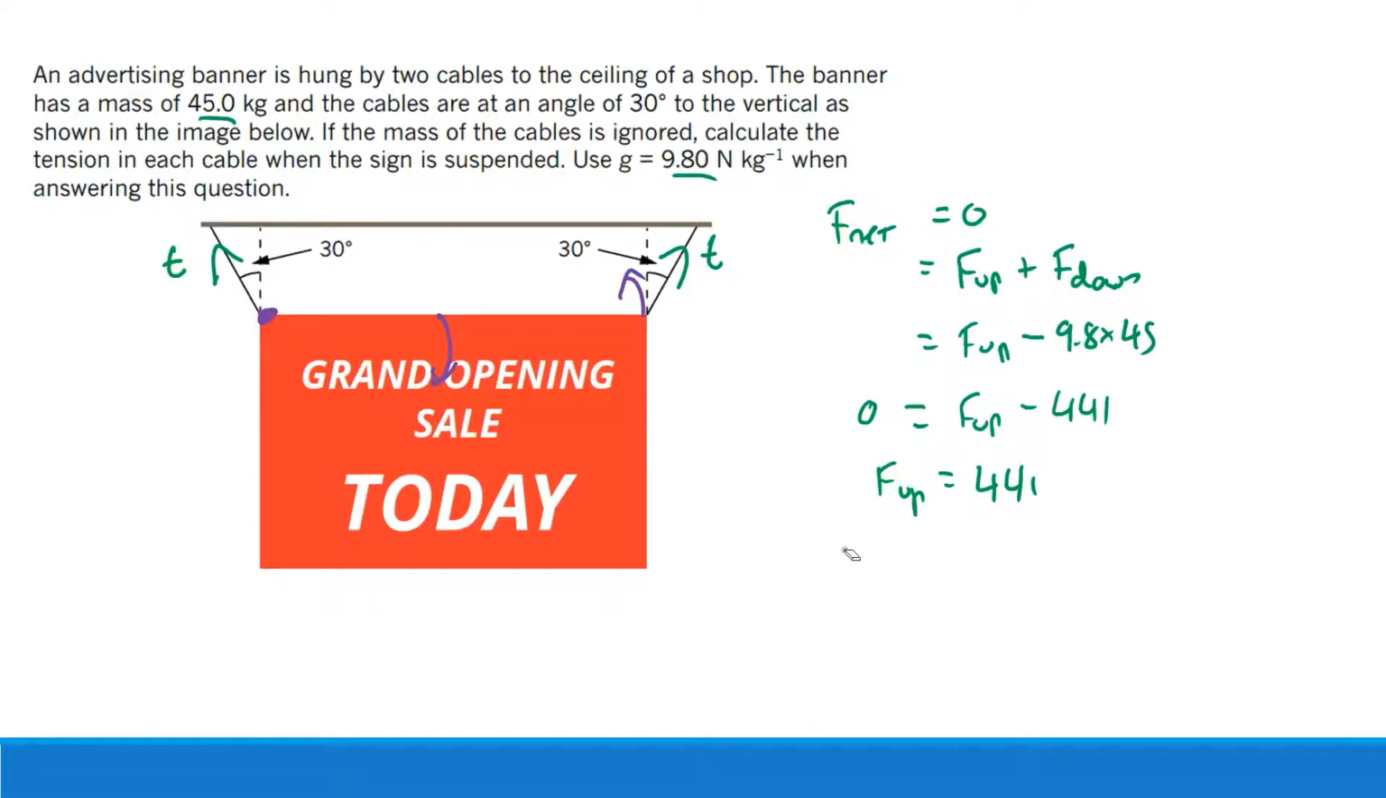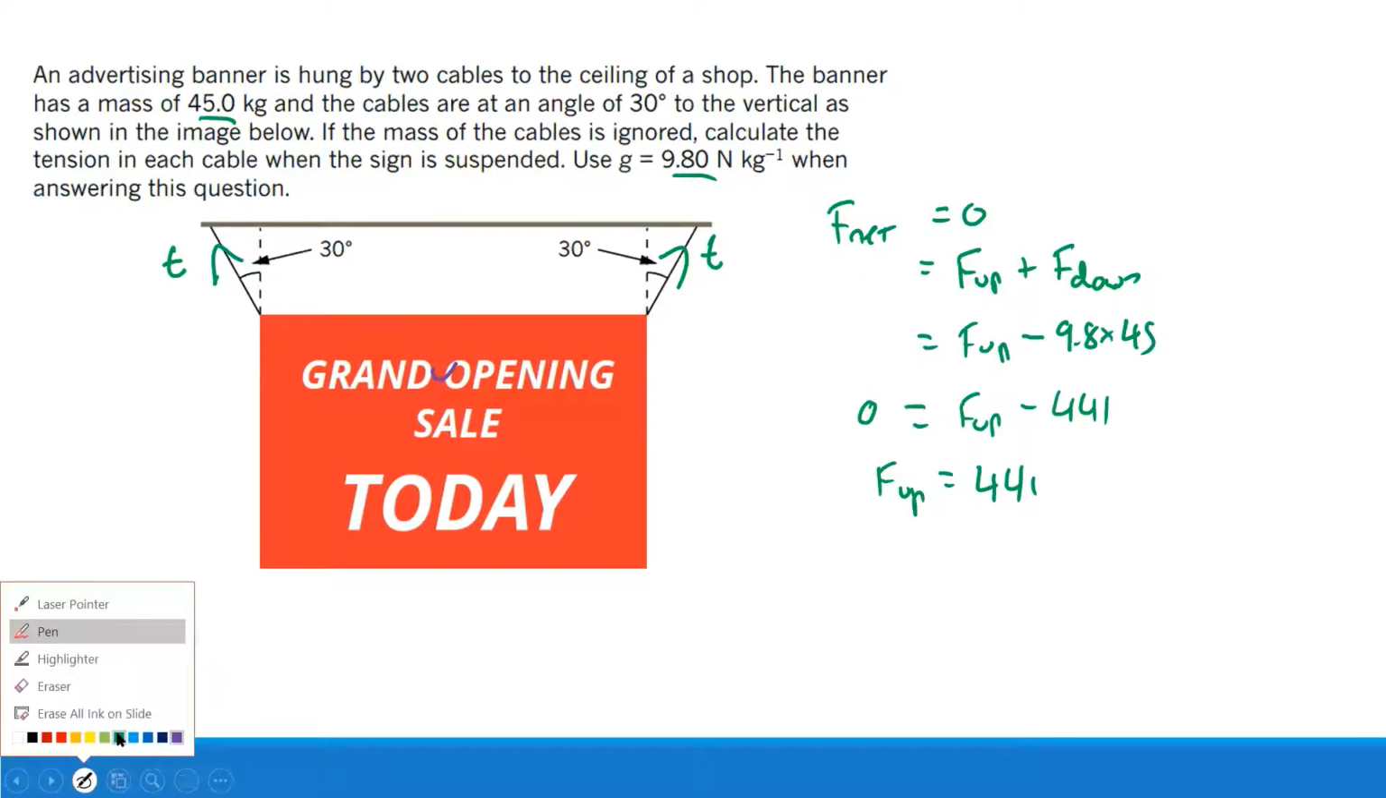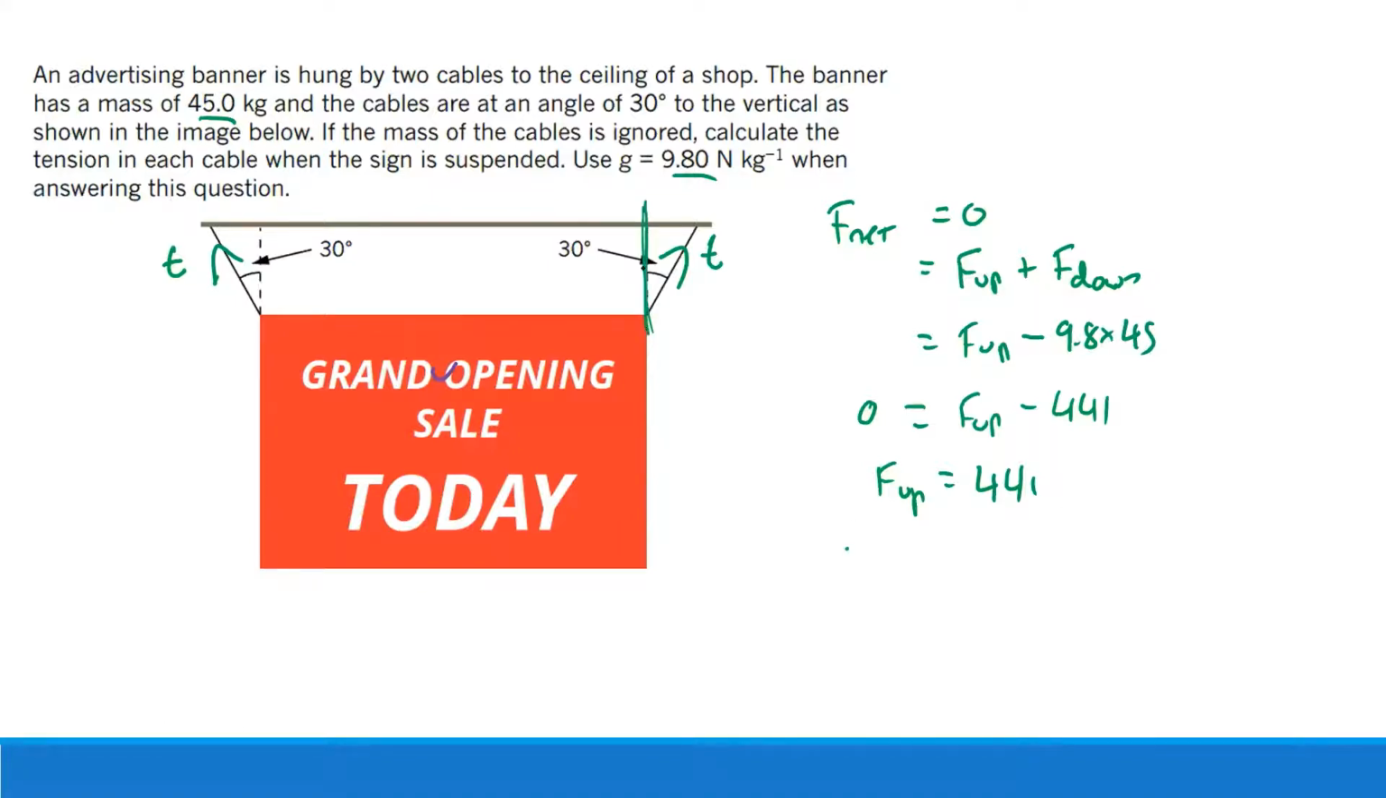You could do it this way if we knew the length of the sign, but we don't know the length of the sign, so we can't do it this way. So what we're going to do is do it the other way, which is using symmetry, which is using our brains. If we know the net force upwards is 441 newtons, then this upwards force must be half of that.